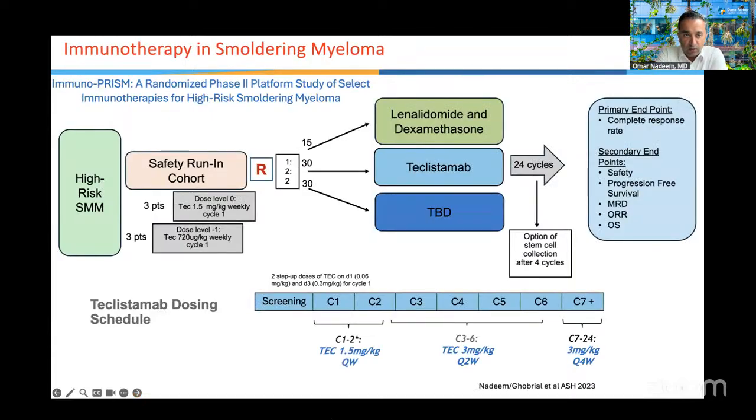So the first trial that we did was the ImmunoPrism study. This was a phase 2 study looking at a combination of lenalidomide and dexamethasone and comparing it to teclistamab, which is a BCMA bispecific antibody that's currently approved for patients with relapsed myeloma. This was the first of its kind in this high-risk smoldering myeloma population, so we started by doing a safety run-in first to make sure it was safe, and it was. And then we randomized patients to either teclistamab or lenalidomide and dexamethasone. We modified the schedule of the bispecific antibody to make it less frequent, again fixed duration, to allow for better tolerability. And we were looking to see whether this worked better than the response rates, et cetera, that we saw with lenalidomide and dexamethasone.